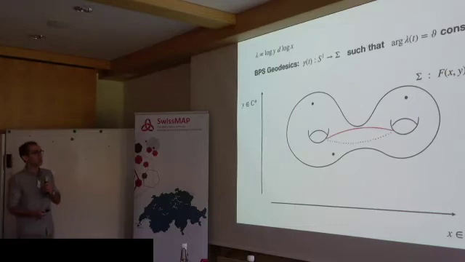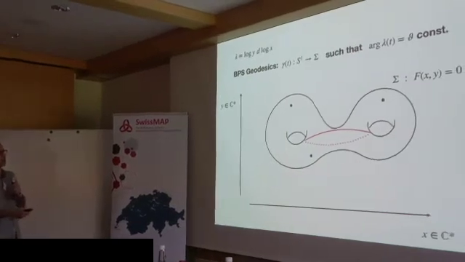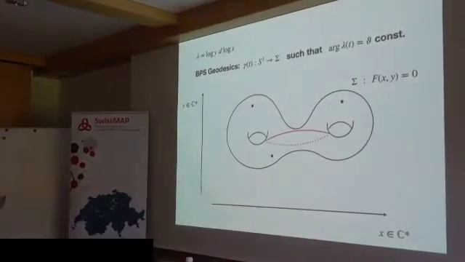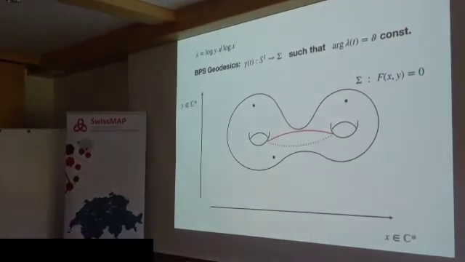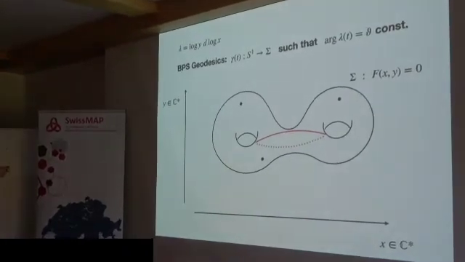And BPS states are defined as geodesics, which means cycles on sigma, or embeddings of S1 into sigma, subject to a constraint. So there's a differential, lambda, which is defined on C star cross C star, but you can pull it back to sigma. And what defines this geodesic is the requirement that along the geodesic, the phase of lambda is constant and equal to an auxiliary phase theta. So that's the geometric version of the BPS condition.